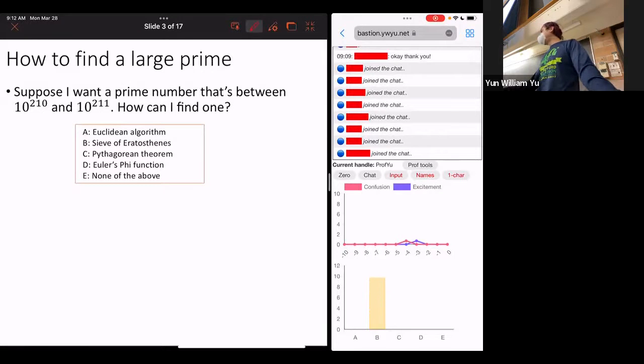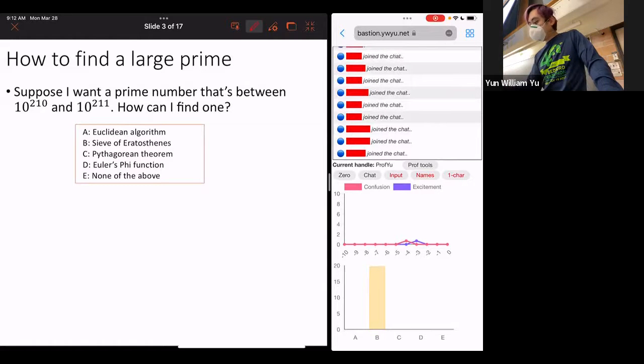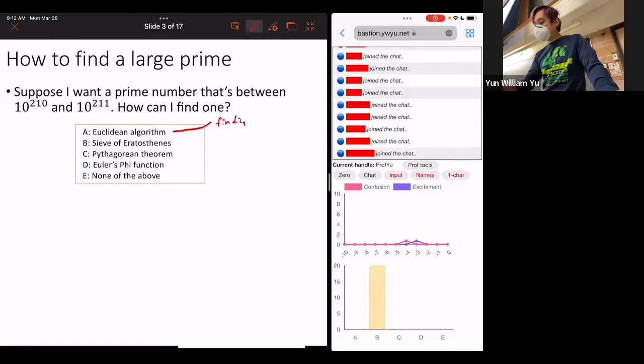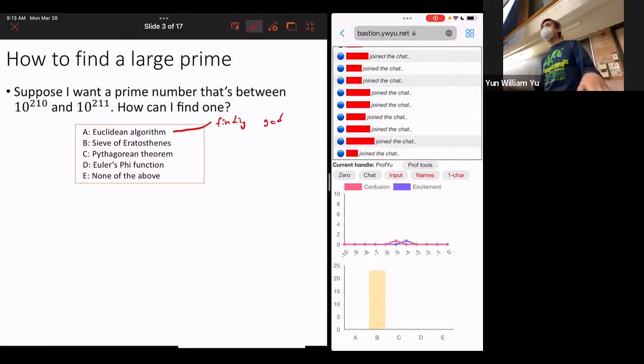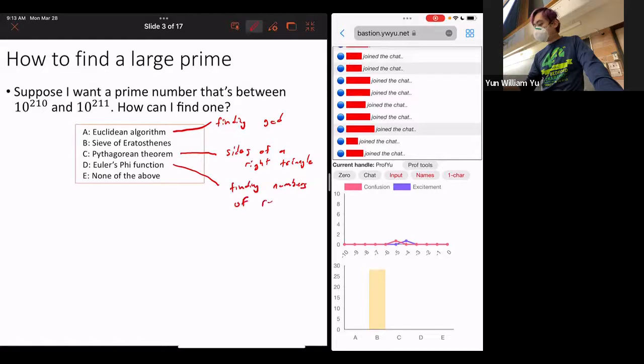Okay, so it looks like some people are starting to guess that it's B. Well, let's just go through what each of these different things do, as a reminder, since we have learned most of these things in this class. The Euclidean algorithm is, of course, for finding greatest common divisors. We've done that over and over again, and you will continue to do it over and over again on the final. The Pythagorean theorem, hopefully you all know, is about sides of a right triangle, which we didn't really cover so much in this class, but should be very familiar to everyone. And Euler's phi function is for finding the number of relative primes.